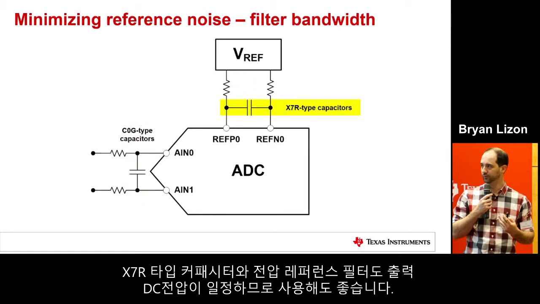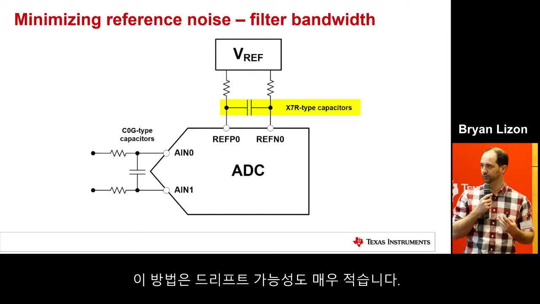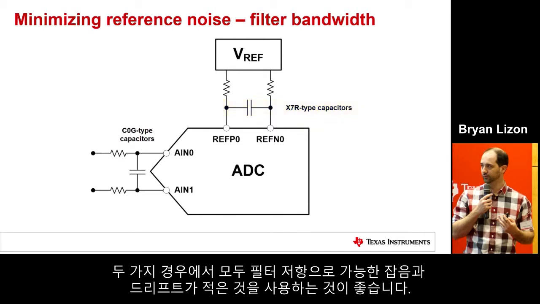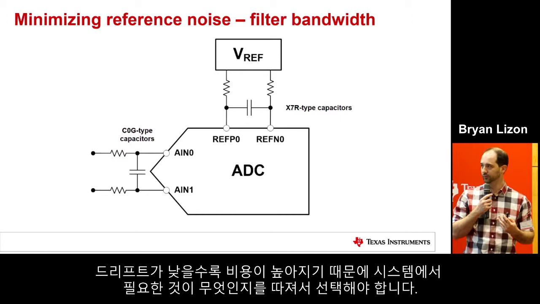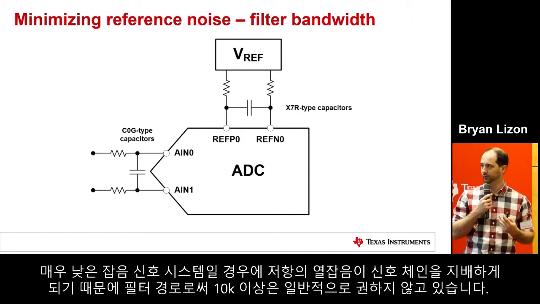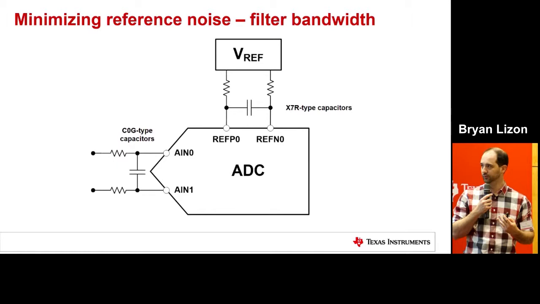However, you can use the X7R type capacitors on the voltage reference filters because this is basically outputting a constant DC voltage, so there's going to be very little opportunity for drift. In either case, for the filter resistors, you want to use low noise, low drift as possible. The lower the drift, the more they're going to cost, so you need to balance that with the needs of your system. Generally, we recommend no more than 10K ohm for either filter path, because then the thermal noise of the resistors might actually start to dominate your signal chain, especially for very low noise systems.